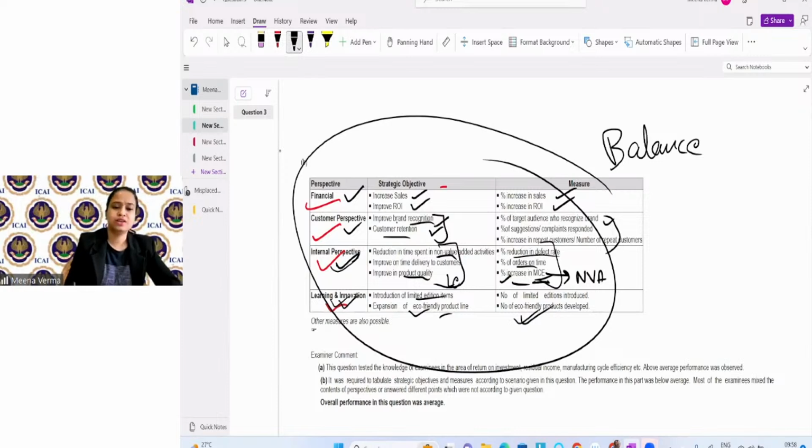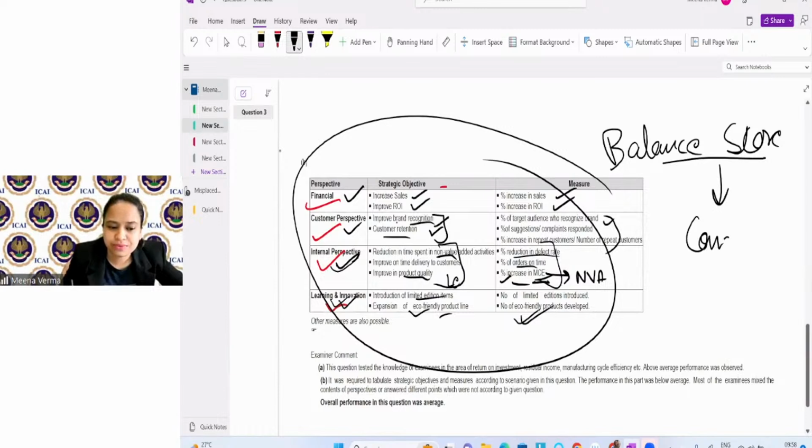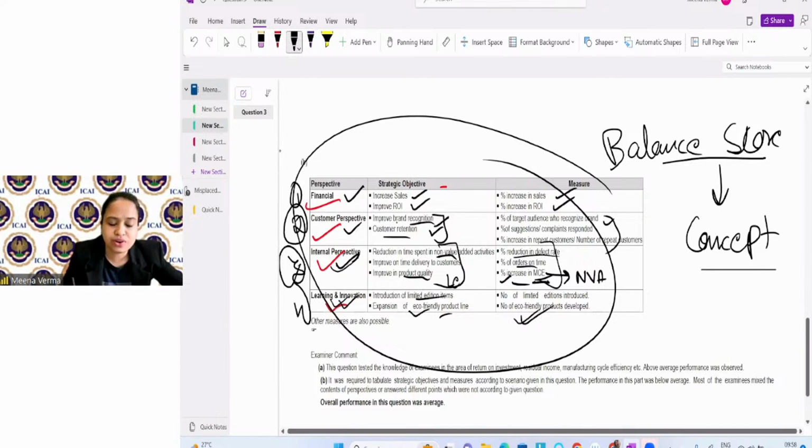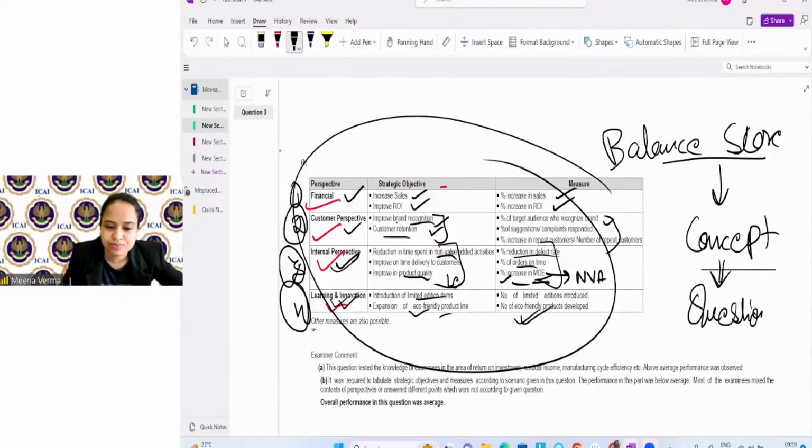The point is that when you want to write the answer, you know the concept of the balanced scorecard: that in the balanced scorecard, we consider these four points. Then what do you have to do? Relate the concept you know with the information you have in the question. In the question, they have given you information about the return on investment, the sale, and the residual income. You can write all those things here, and how much percentage it is improving.